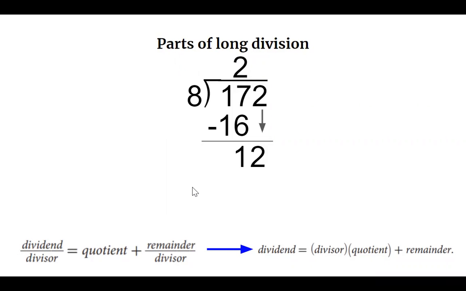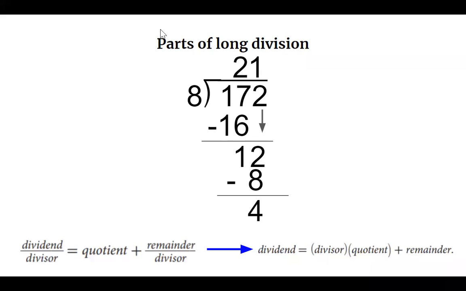Now, what do we do next? Does 8 fit into 12? 1 time. So what do we do? We multiply 8 times 1. So 8 times 1 is 8. We now subtract the 8. Let's see, what's our remainder? In this case, we have 4. Sometimes you're going to have 0, sometimes 4, sometimes another number. But if you have a remainder, then we know that 8 does not fit perfectly into 172 in this case, but we do have a remainder.